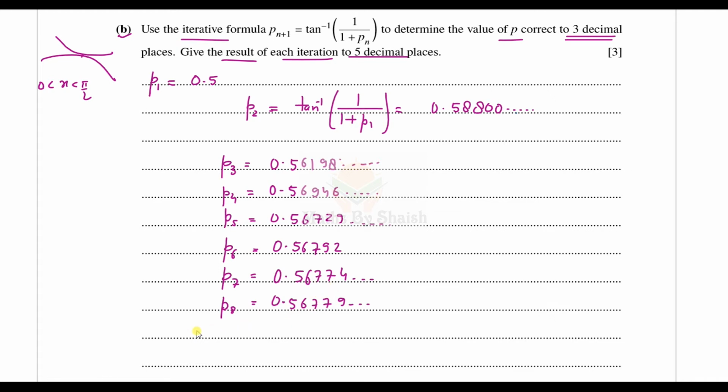So the answer we will write as P is equal to 0.56, and the next digit is 7, so we'll round it to 8. So it is going to be 0.568. I hope it is clear. The thing to remember is you need to write this value on your calculator and store the answer value as 0.5, and the next will be the answer 0.58800 and so on, the complete value. So you'll get the accurate answers. So let's do the next part.